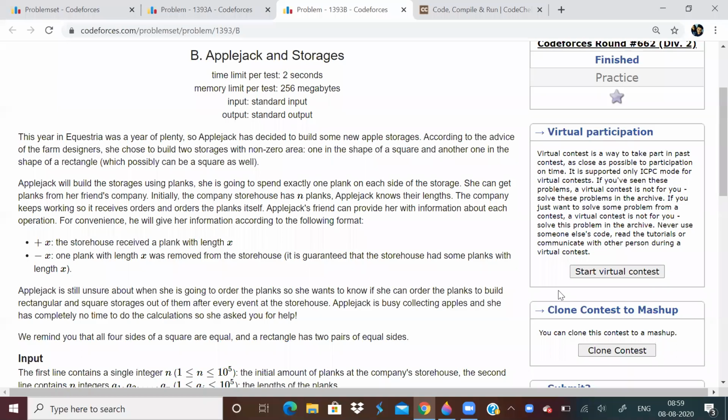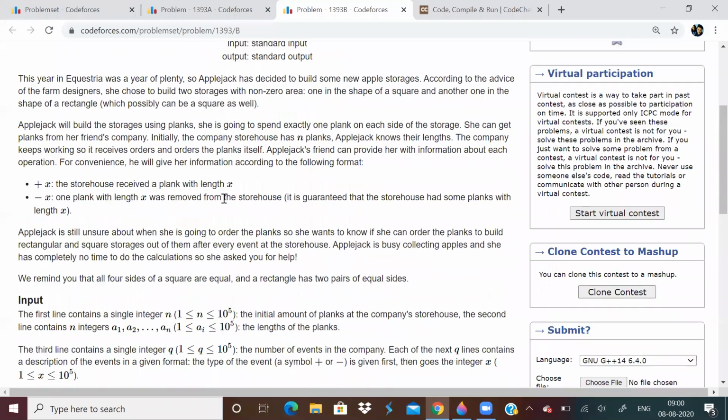Okay, so let us discuss Codeforces Round 662 Division 2, problem B. We have a storage of planks, and we are going to spend exactly one plank on each side of the storage. So basically, what are we supposed to do in this question? We have a storage which contains planks and there will be a series of events happening. Those events are of these two types.